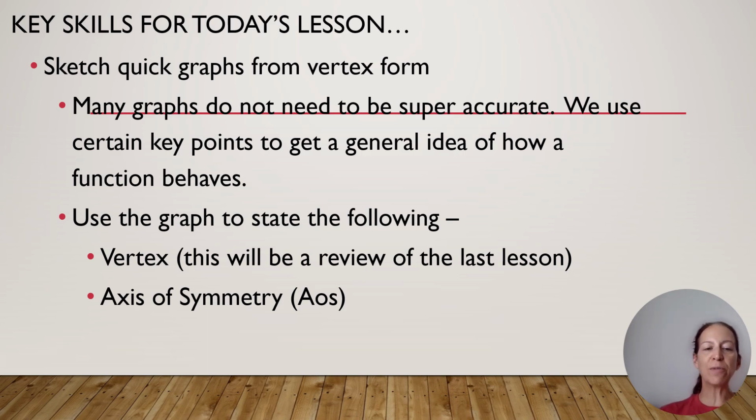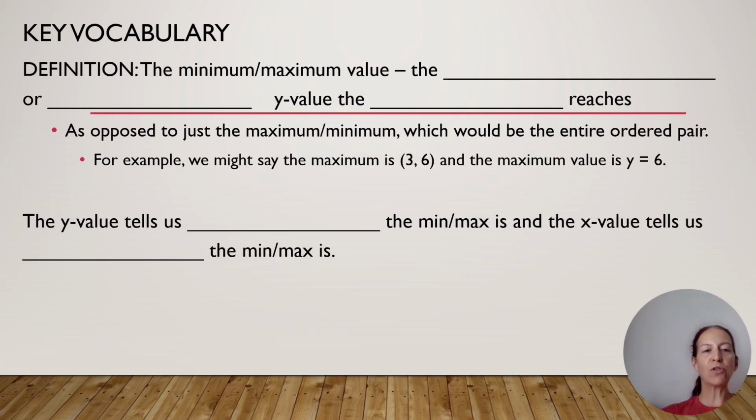The axis of symmetry, which I abbreviate AOS. I have seen curricula that just say the axis, which to me feels a little bit vague. So I talk about the axis of symmetry. The minimum or maximum value, as opposed to the minimum and maximum itself. So we'll get into that on this next slide.